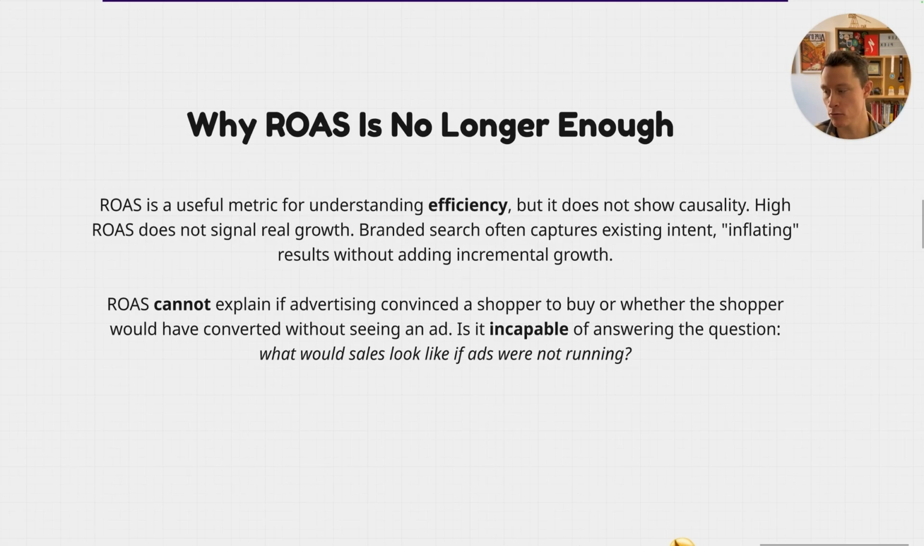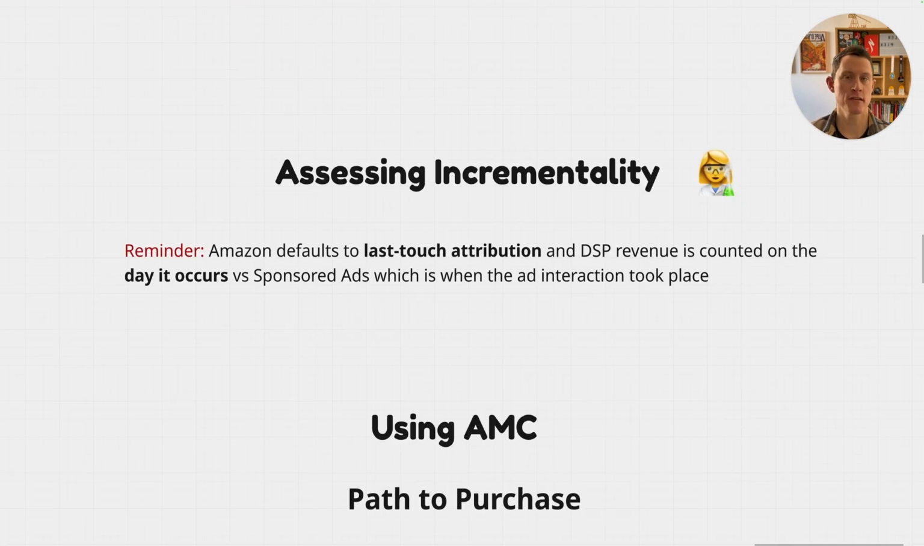And even though the ROAS looks high, we're not really getting incremental new-to-brand shoppers in. So ROAS is not designed to, and cannot, explain if advertising has convinced a shopper to buy or whether the shopper would have converted without seeing that ad. It's just not capable of answering the question: what would the sales look like if ads were not running? So if ROAS isn't useful, how can we assess incrementality?